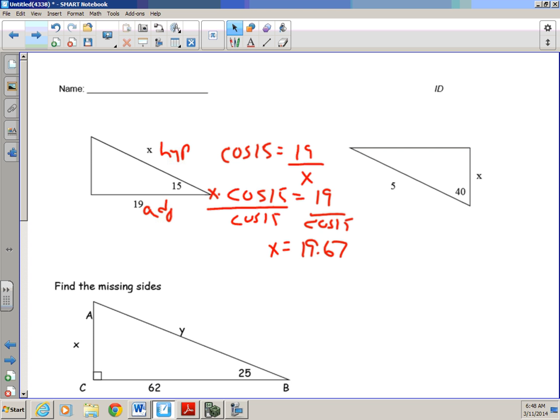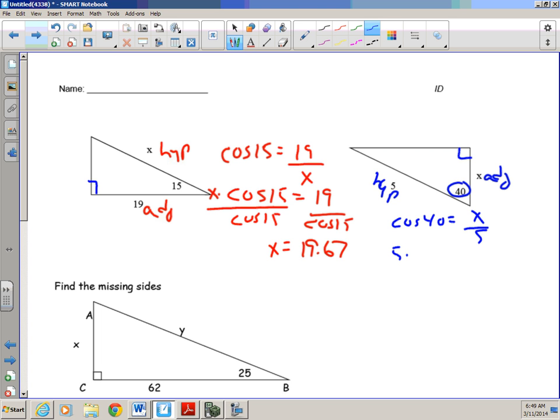Continuing on. Again, this is adjacent. Okay, we're always starting at that acute angle. Here's my right angle. So I know this is the hypotenuse. So cosine of 40 equals x over 5. This is my more straightforward multiplication, so that I get 5 times cosine of 40 to get 3.83.